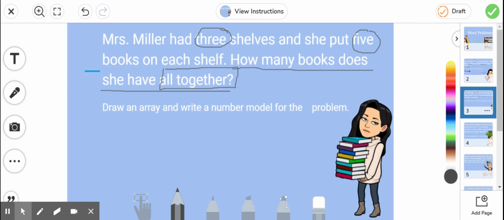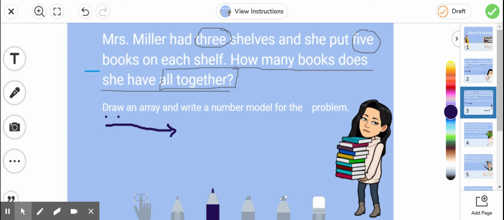So now I'm going to tap the pen, and if you remember, rows go across. So shelves, like a bookshelf, those rows go across as well. So those are your rows. And then you're going to put 5 books on each shelf. So let's pretend that's one shelf.